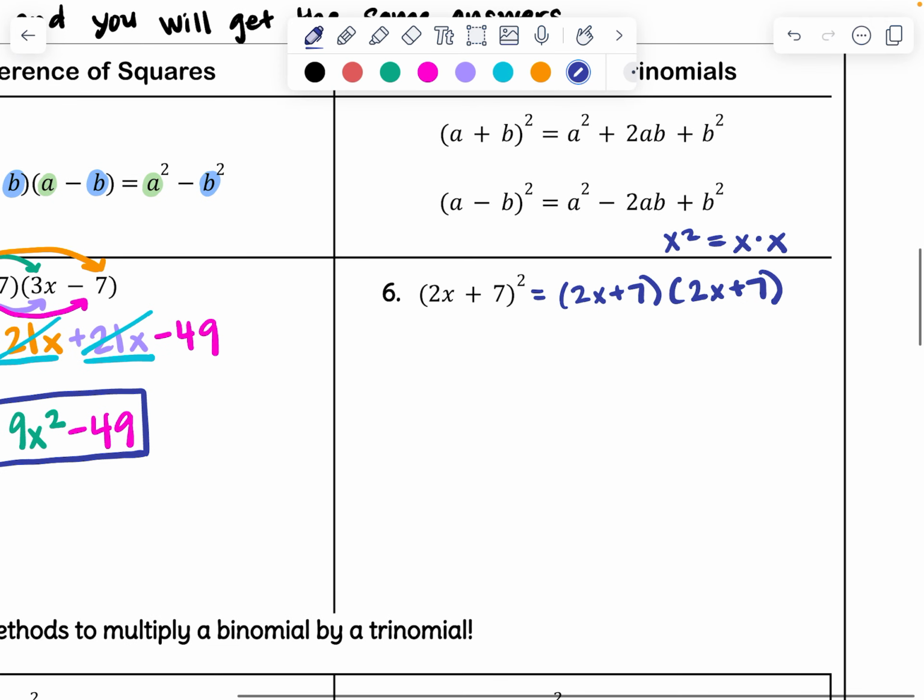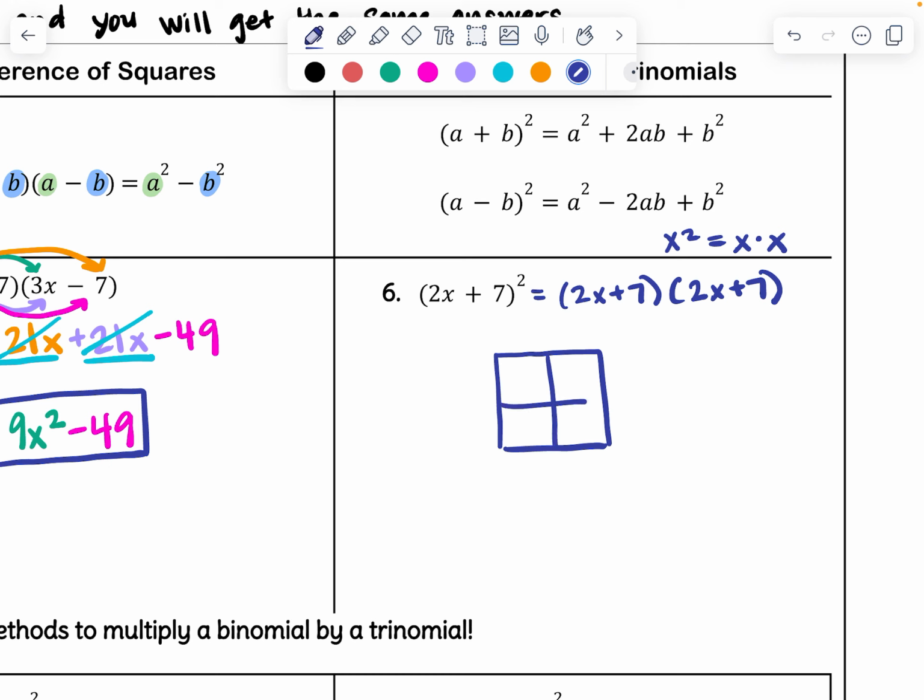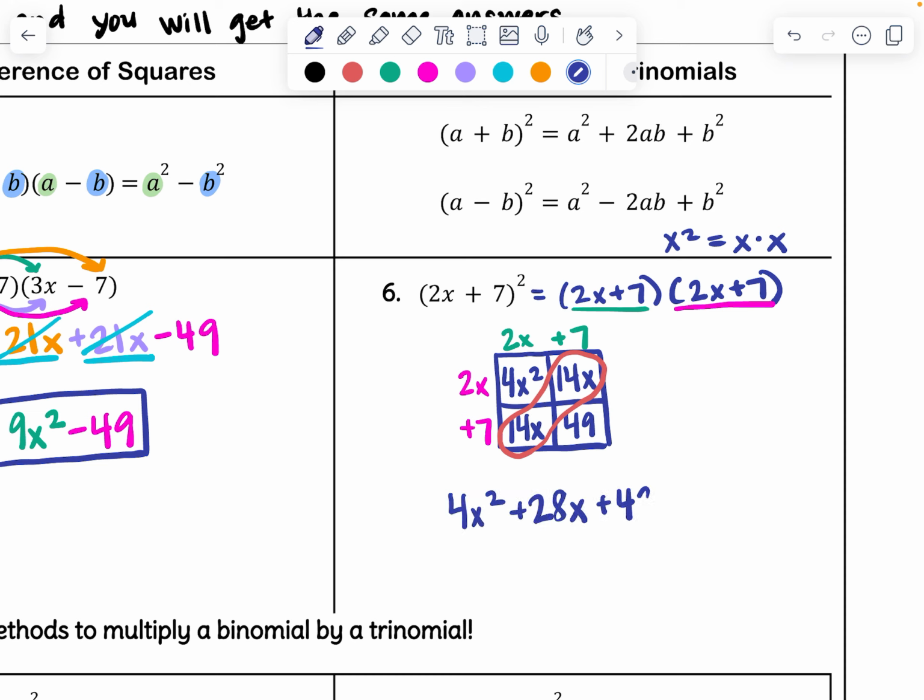For this one, I'll use the box method. So I have 2x plus 7 and 2x plus 7. So I end up with 4x squared, 14x, 14x, and 49. These two can be added together. So my answer is 4x squared plus 28x plus 49.